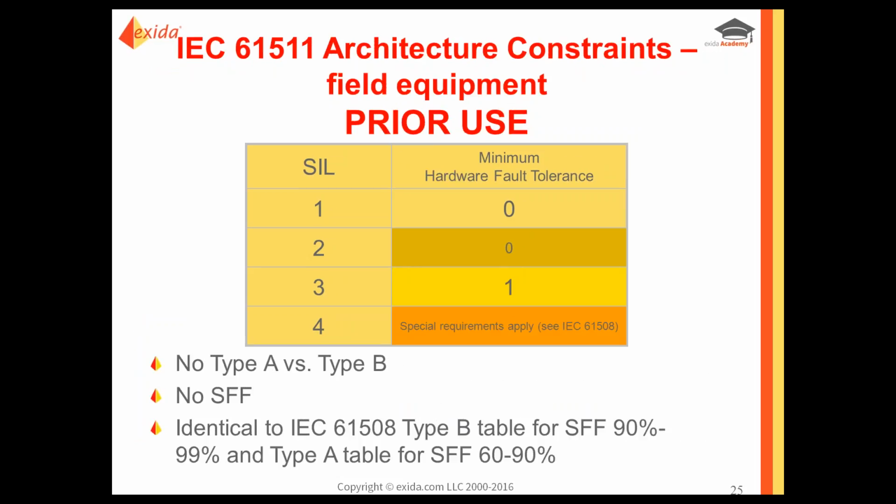And this is what the prior use IEC 61511 architecture constraints prior use table looks like. As you can see, it's almost exactly the same. It just has a difference for SIL 4, which, if you know much about functional safety, you know that SIL 4 is kind of like a unicorn. It doesn't break apart into type A or type B applications. There are no requirements for the safe failure fraction, and it's identical once again to the IEC 61508 type B table for 90 to 99% and the type A table for the 60 to 90%.